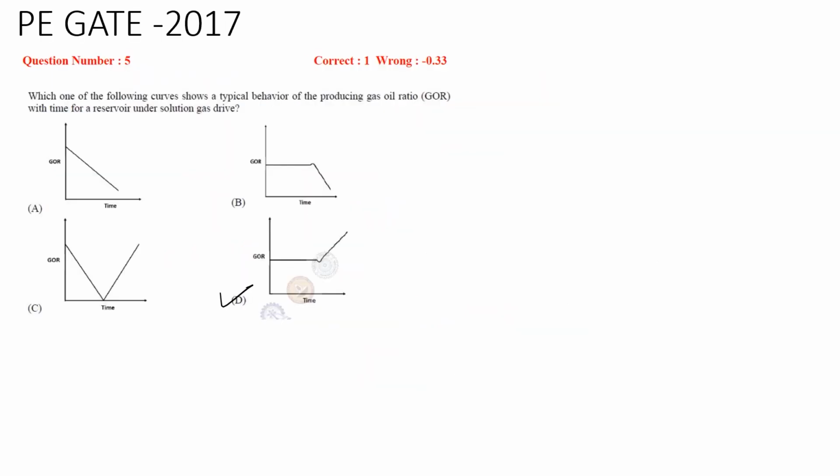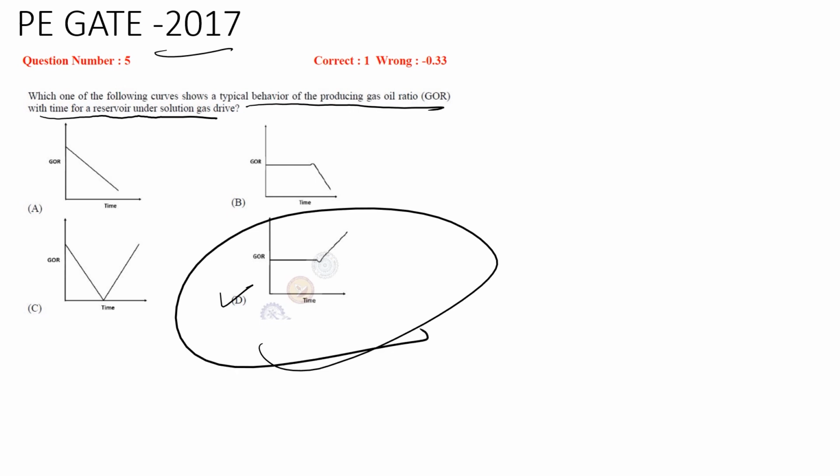This particular question was asked in GATE 2017. Let's look at the question. Which one of the following curves shows the typical behavior of the producing GOR with time for a reservoir under solution gas drive? Again, while discussing my reservoir drive mechanism session, I have discussed this particular concept and my answer would be D. Till this point will be the bubble point pressure.